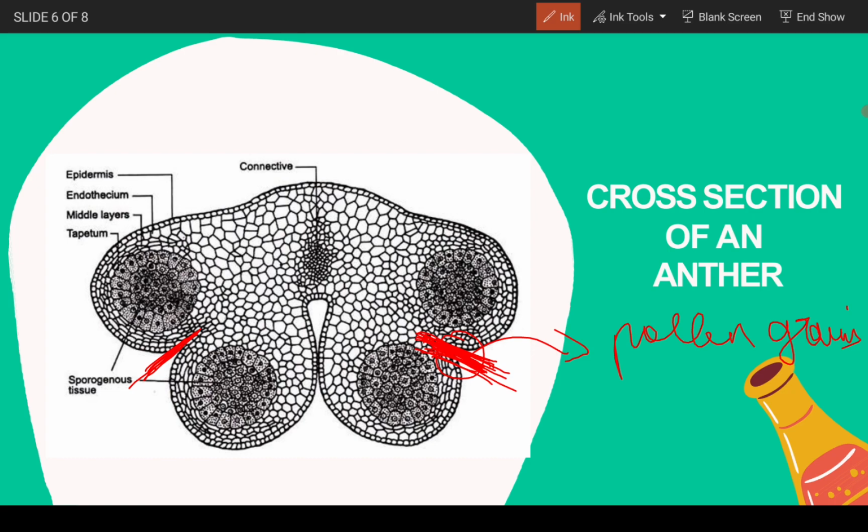For now, this region is known as stomium, which refers to a mouth-like opening, and pollen grains are dispersed via this, and this line through which the pollen grains get dispersed.